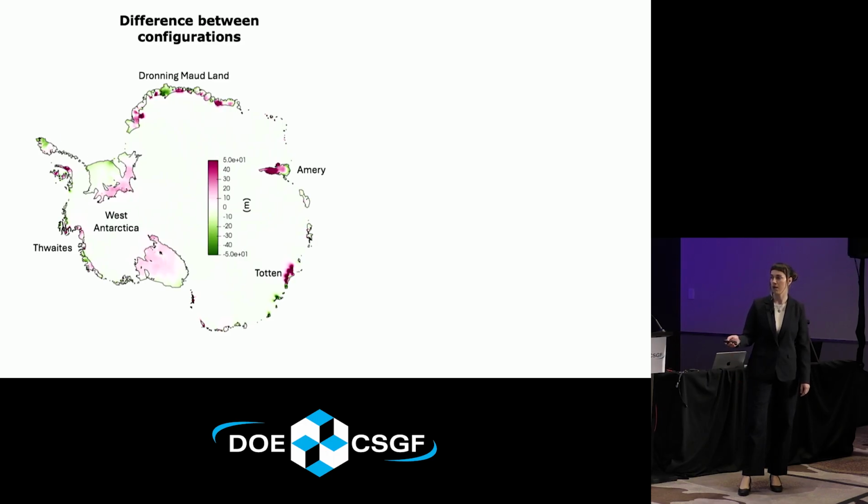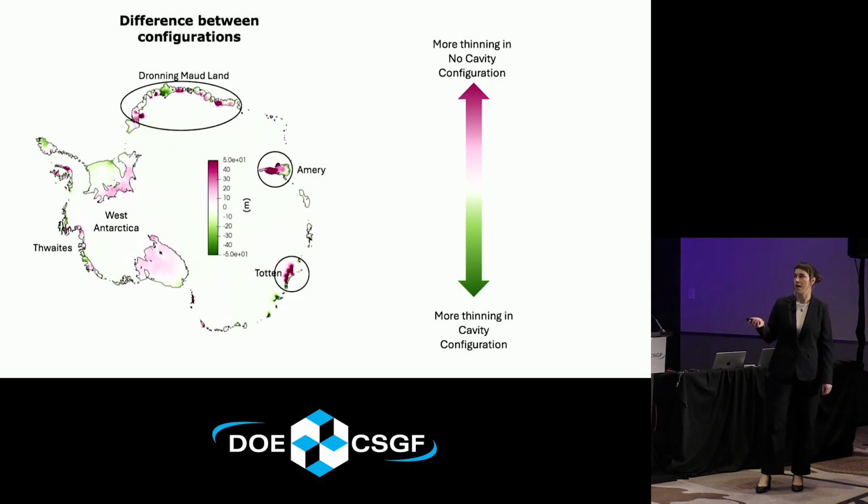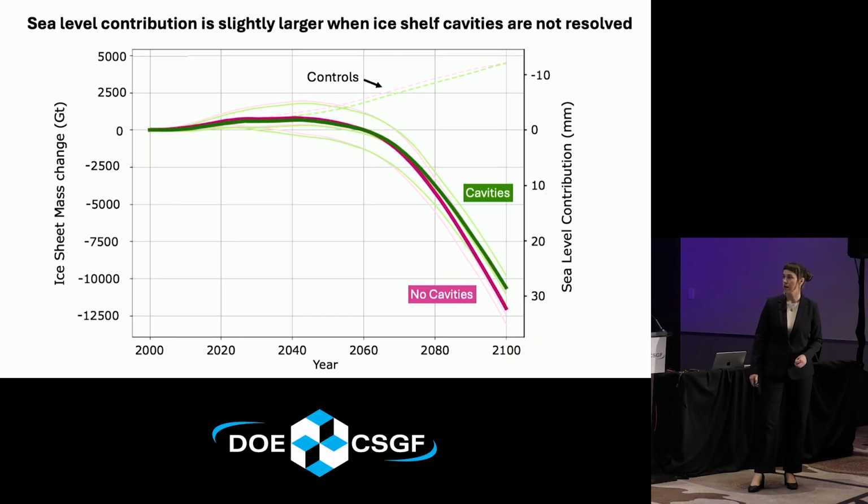Lots of pink happening in all of these ice shelves around Antarctica, specifically in East Antarctica, which is interesting. So Amery, Dronning Maud Land, Totten is experiencing greater thinning in the case where we exclude cavities. Okay, so as the ice sheet is thinning, all of that mass is going to contribute straight to the sea. So we can see the impact on sea level rise.